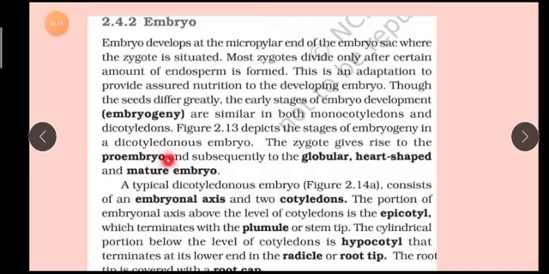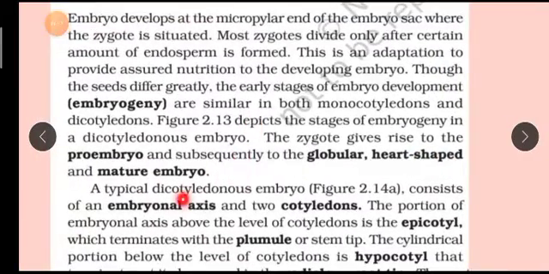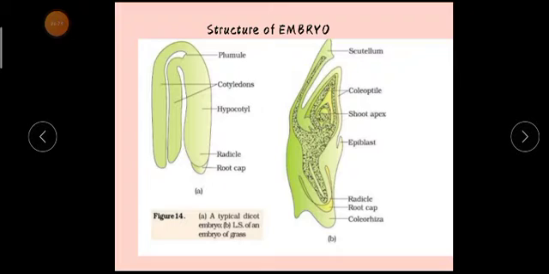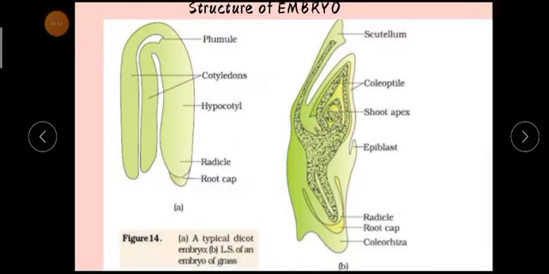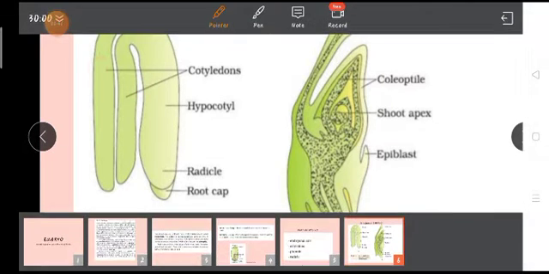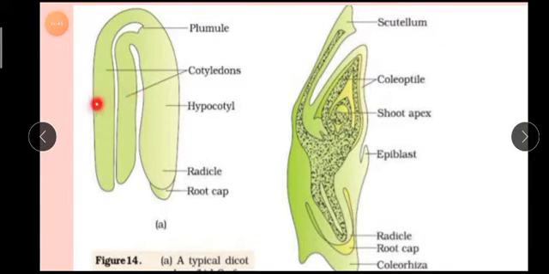The zygote gives rise to a proembryo, as we have already discussed, and later on it becomes a globular, heart-shaped, mature embryo. A typical dicotyledonous embryo, dicotyledonous meaning having two cotyledons, consists of an embryonal axis and two cotyledons. See this diagram. So this is a dicot embryo. Here you can see two cotyledons are there. Can you see two cotyledons, two coverings? These two are the two cotyledons. If it was a monocot, it would have had only one cotyledon. Since it's a dicot, it has two cotyledons.